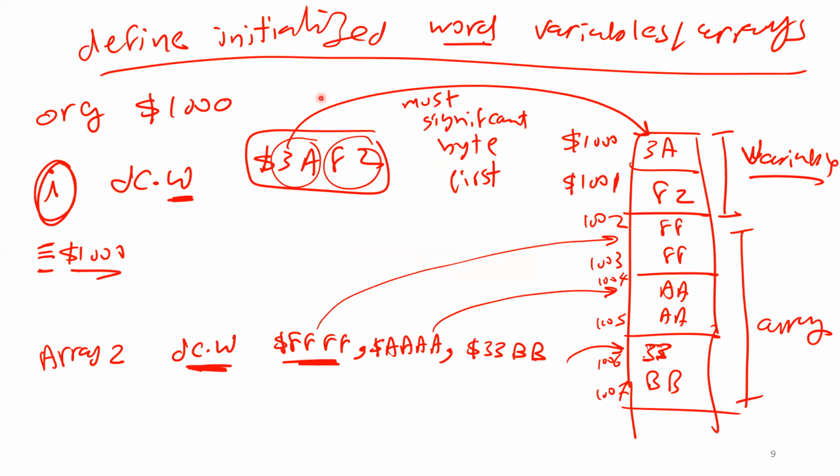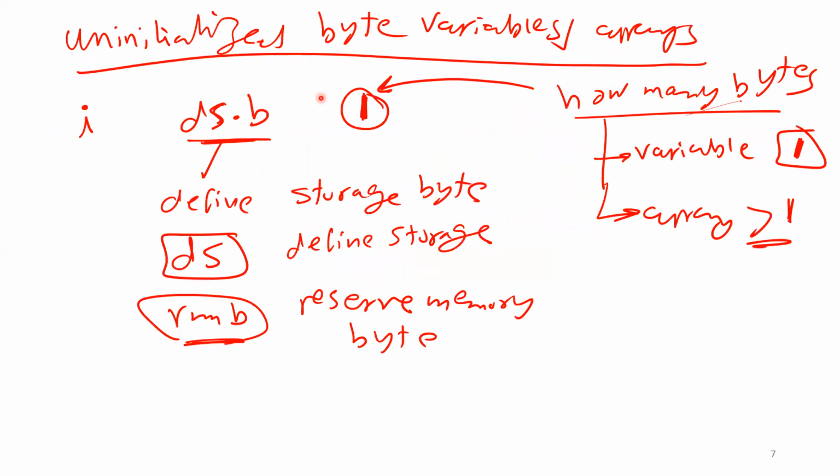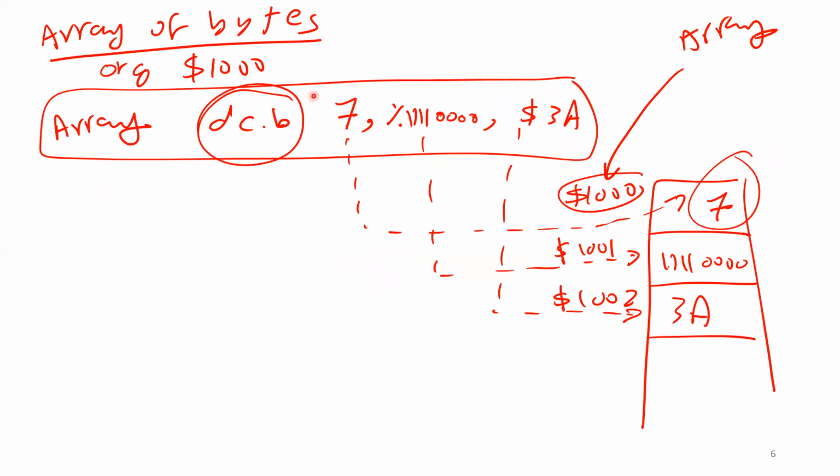Now I want a very quick revision on what I did before I move to the next part. I said assembly is different from C language. We don't have too many types of variable. We have only two: byte or word. I finished how you can define a variable and an array of bytes.